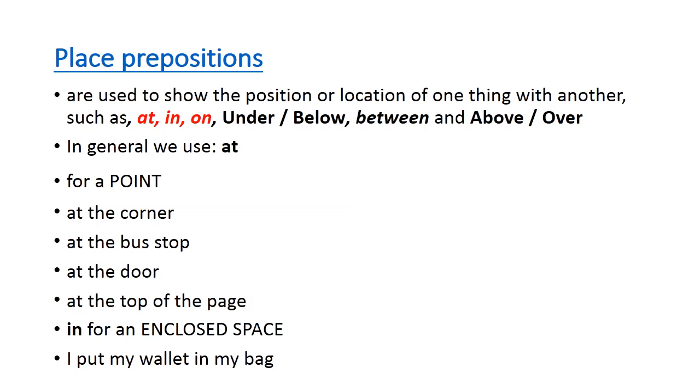The third type of preposition is called place prepositions. These prepositions are used to show the position or location of one thing with another, such as at, in, and on. Under, below, between, and above, over. In general, we use at for a point. For example, at the corner, at the bus stop, at the door, at the top of the page. And in is used for an enclosed space. For example, I put my wallet in my bag.